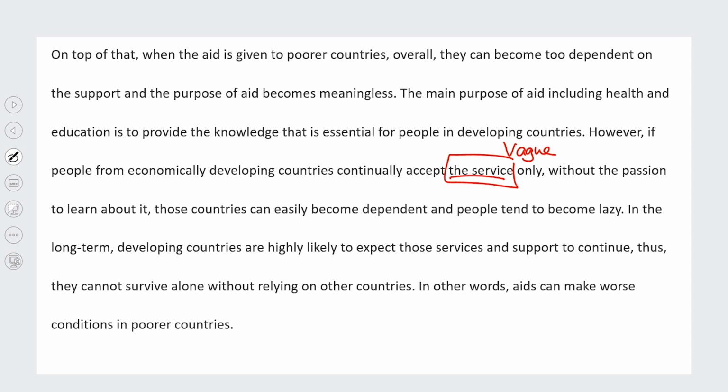Without the passion to learn about it, these countries can easily become dependent and people tend to become lazy. As the long-term developing countries are highly likely to expect those services and support to continue. Thus, they cannot survive alone without relying on other countries. This is a very good sentence. I like this sentence a lot.